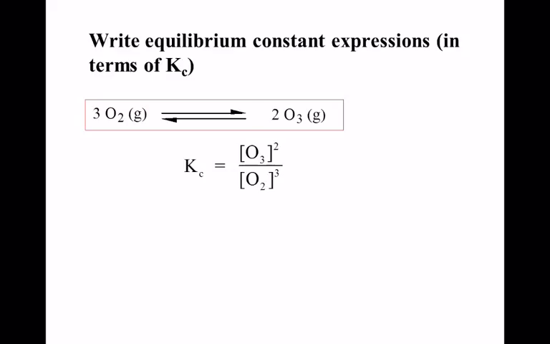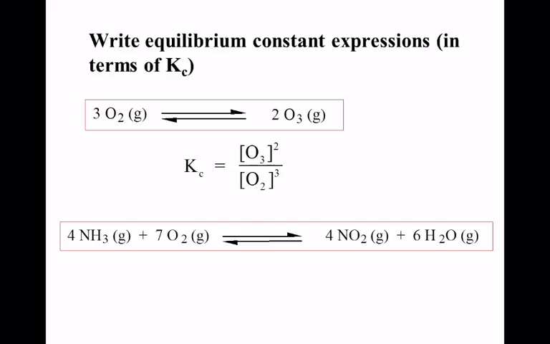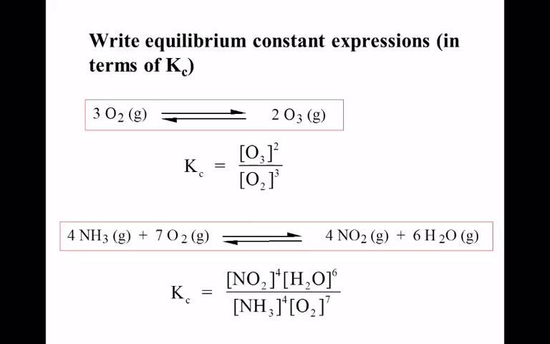And then in the next one, again, it's always products divided by reactants. So Kc would be equal to the molar concentration of NO2 raised to the fourth power times the molar concentration of H2O raised to the sixth power, divided by the molar concentration of NH3 raised to the fourth power times the molar concentration of O2 raised to the seventh power.